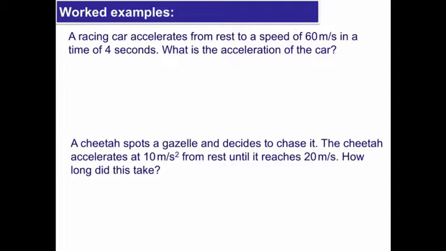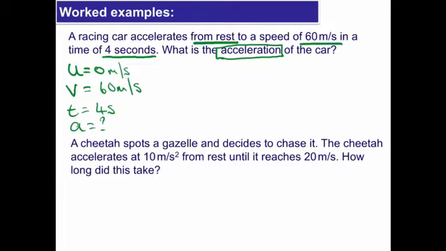Okay, the first thing I'm going to do is underline all the data we've got. Now we've got some hidden data. It says a racing car accelerates from rest. If you're at rest, it means you're not moving. So we've got the initial speed, the initial velocity is 0. It ends up at 60 meters per second, so that's the final velocity or the final speed. We've got the time and we're asked for the acceleration. So I'm going to list the data there.